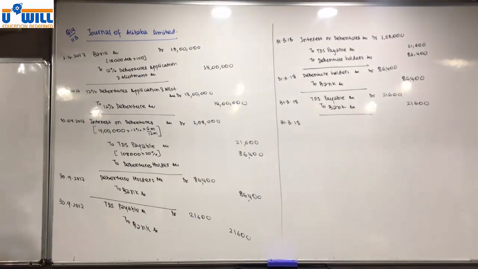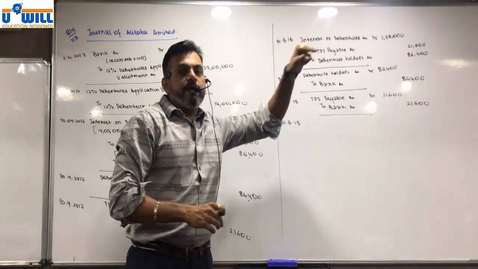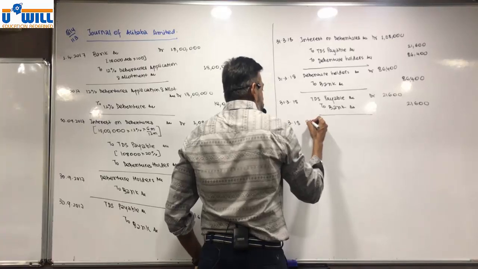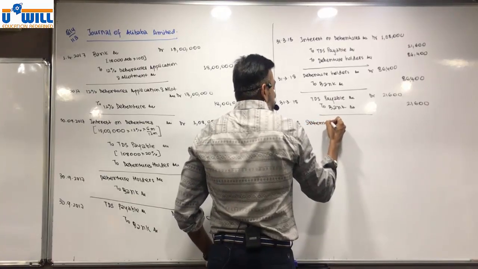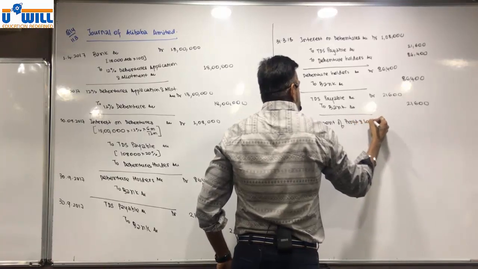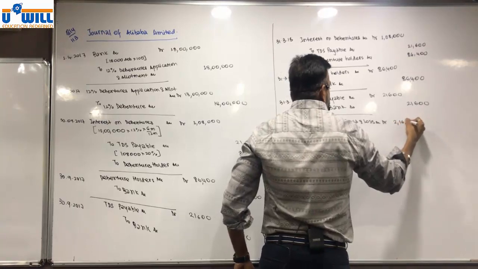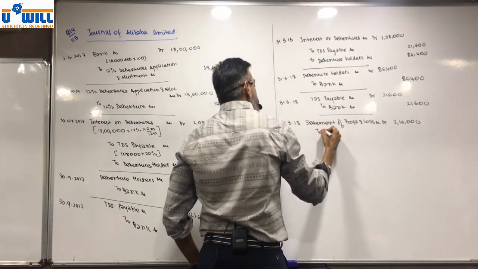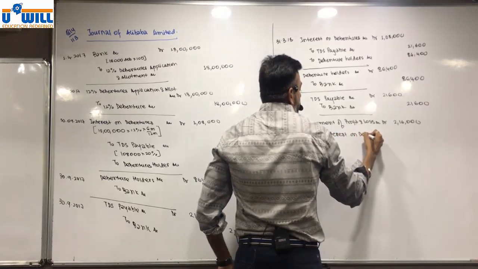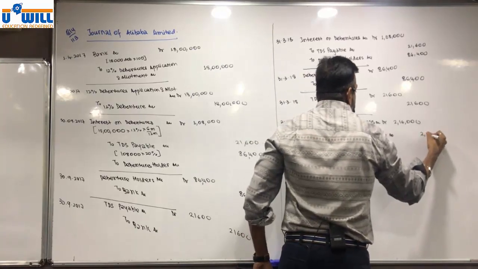31/3/2018, whatever the interest is, it is our expense so it has to be transferred to profit and loss. So write: statement of profit and loss account debit 2,16,000 to interest on debenture account 2,16,000.